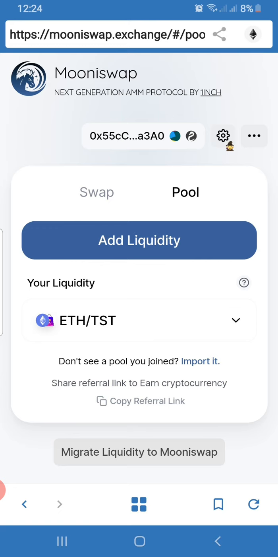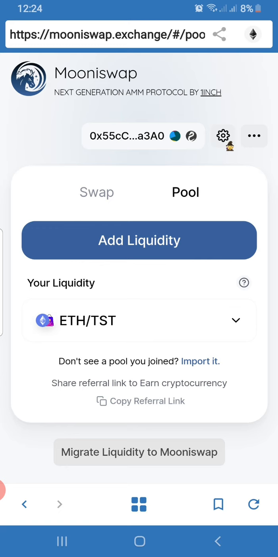If you have not added TST to your Mooniswap exchange, then you do that with the contract address or the token address of TST, not your wallet address. I'm talking about the token address of TST. So when you do that, you then provide the amount in Ether, then it will tell you how much in TST you are going to stake. When you do that, it's probably going to need an approval before you now add.